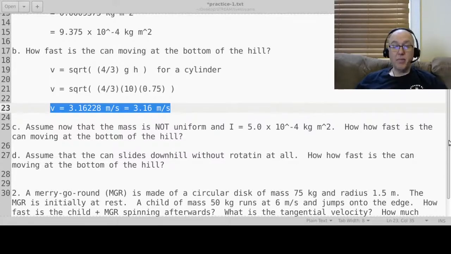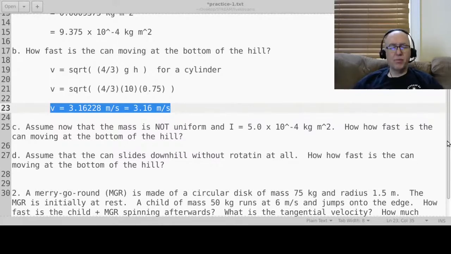Now when it gets to the bottom of the hill, it's actually doing two things. Not only is its center of mass moving, but it's also rotating around the center of mass because after all, it's rolling. But I did say how fast is it moving. I could have also asked what its rotational or angular velocity is at the bottom, but that's not, I think, as interesting as just how fast is it moving.